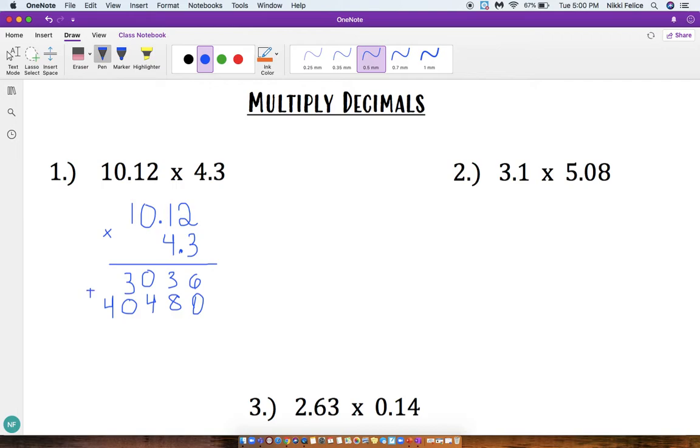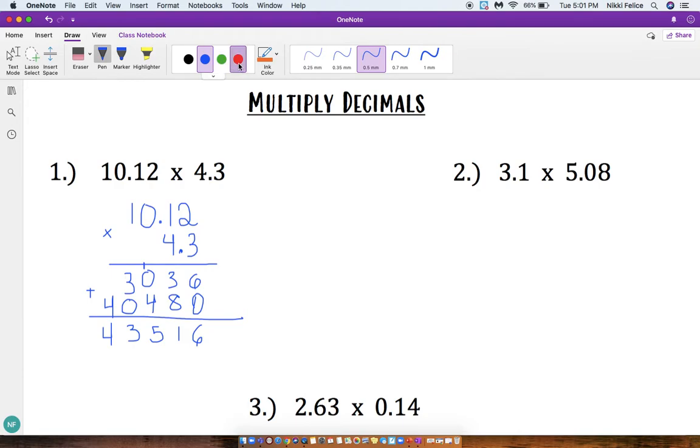We add these together. 6 plus 0 is 6. 11. Carry the 1. 4 plus 1 is 5. 3 plus 0 is 3. And 4. And now we got to figure out where the decimal point goes.